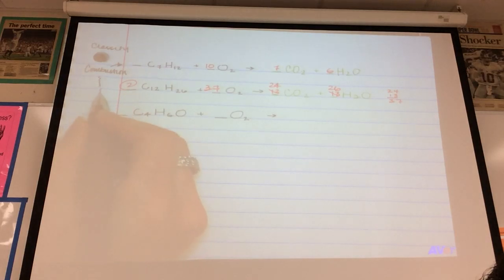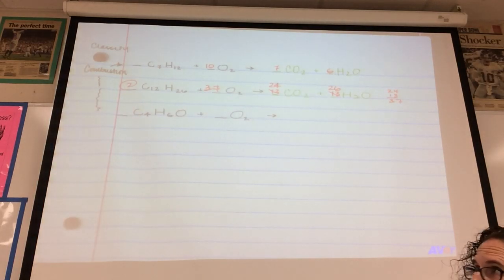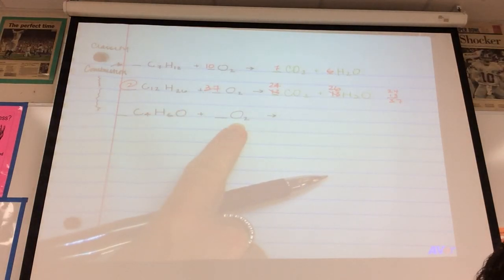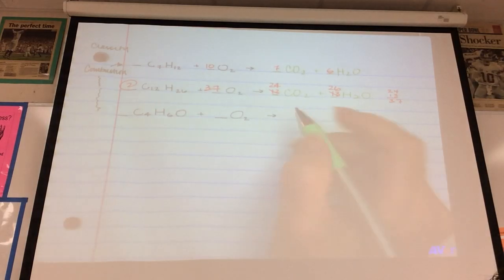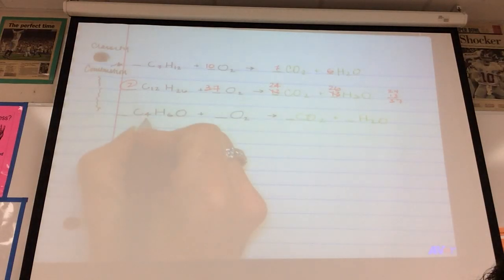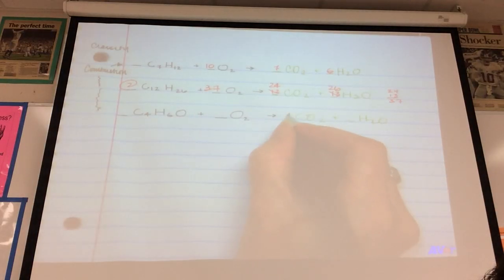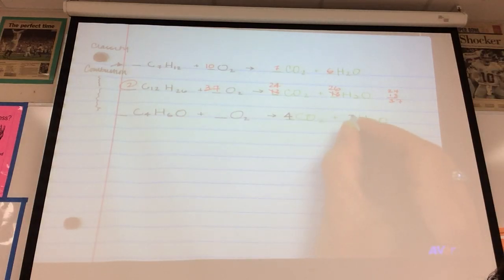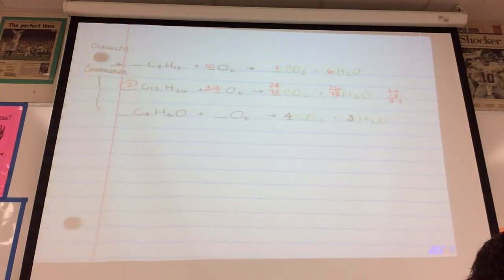How do I know this is a combustion reaction? Hydrocarbon reacting with oxygen gas, your products are always? And this is the one that you were talking about, Will. You've got 4 C's, 4 as a coefficient for the carbon dioxide. 6 H's, 3 as the coefficient for water. Will, how many O's on the right?